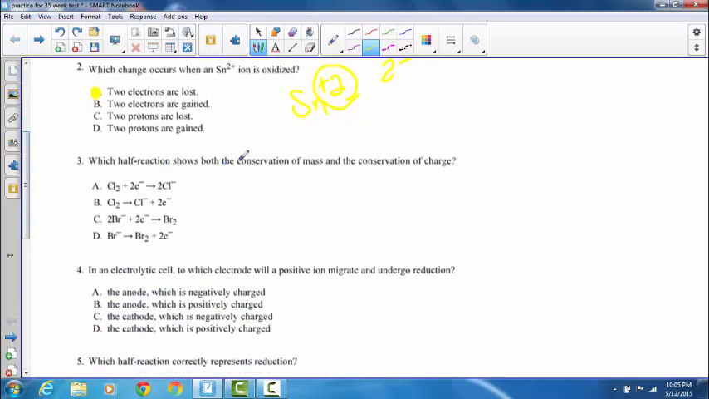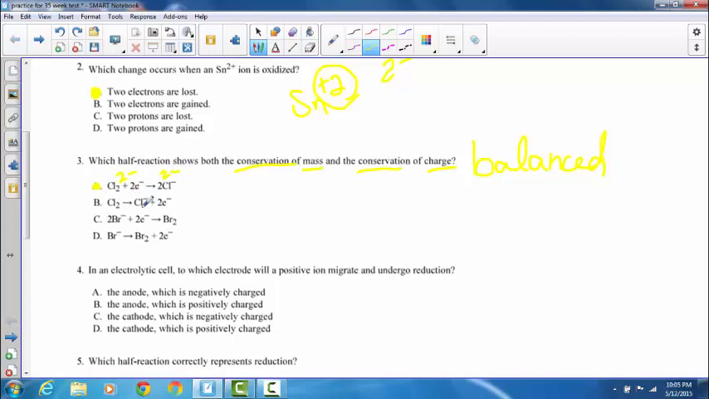Which half reaction shows both the conservation of mass and the conservation of charge? So basically, what a question like this is asking us is which one is balanced properly. So we go over here, 2 chlorines, 2 chlorines. That's showing us the mass is conserved. Now we check the charge. 2 negatives, 2 negatives. So A is actually our answer choice.